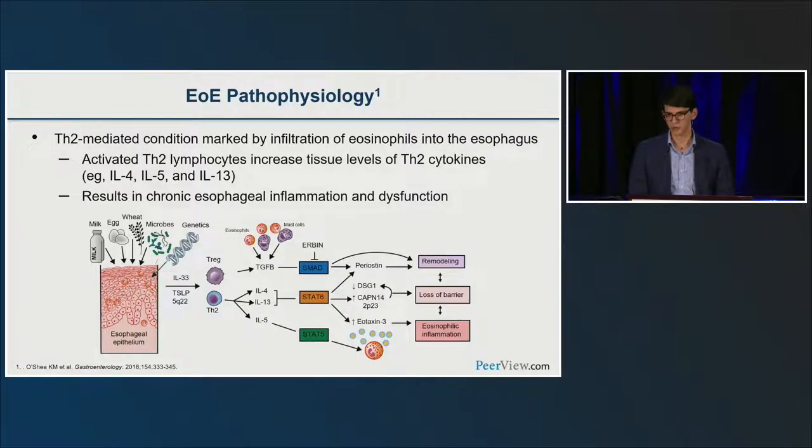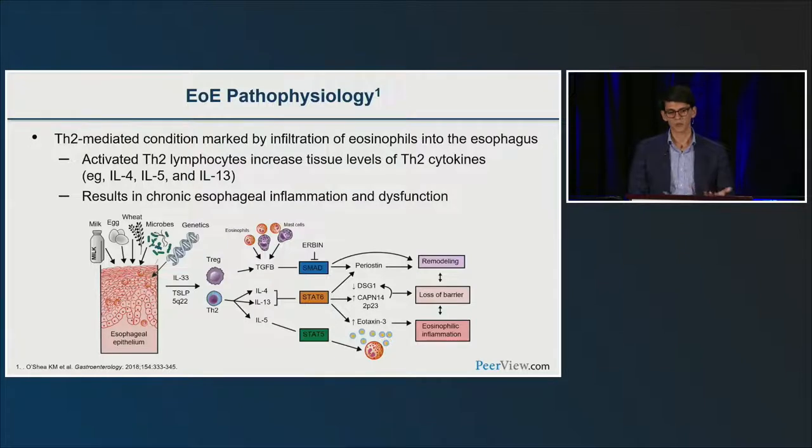There are other cells that we'll also visit on our journey through the pathophysiology here, but cells like these Th2 cells and the ILC2s, which were introduced in the video, release these type 2 characteristic cytokines like IL-4, IL-5, IL-13, and others. That results in this chronic eosinophilic inflammation and results in dysfunction and symptoms and issues for our patients.